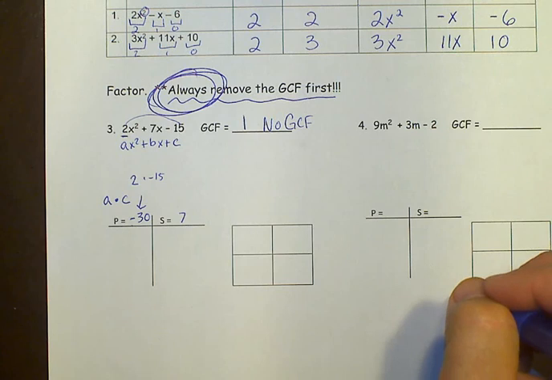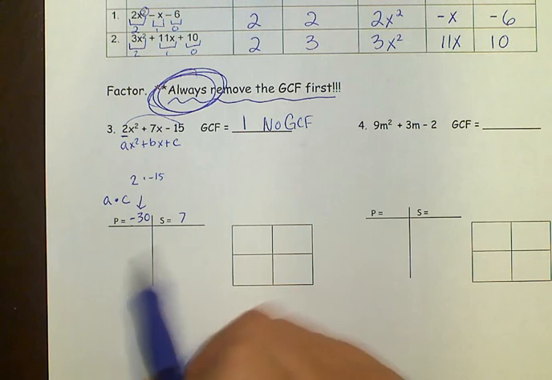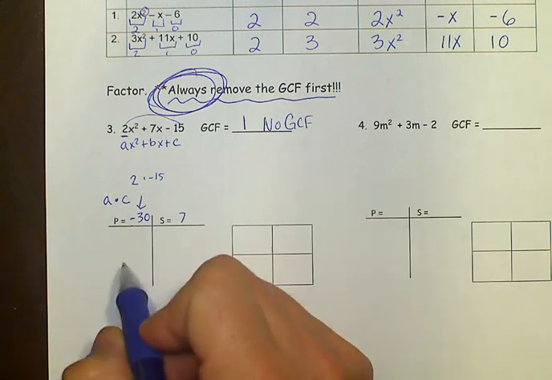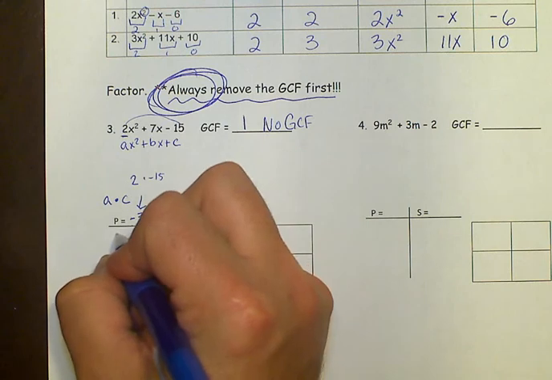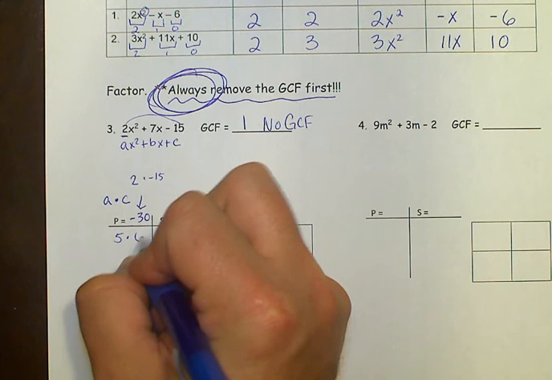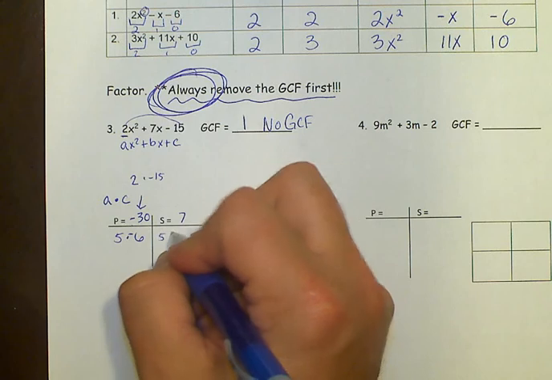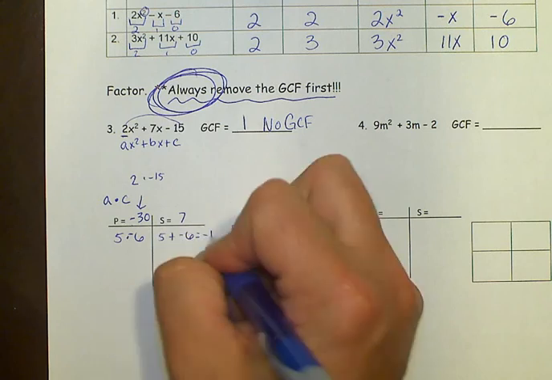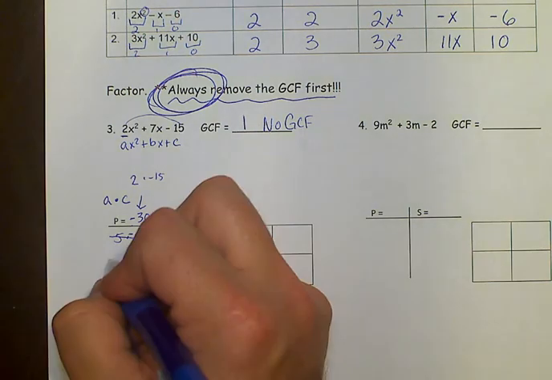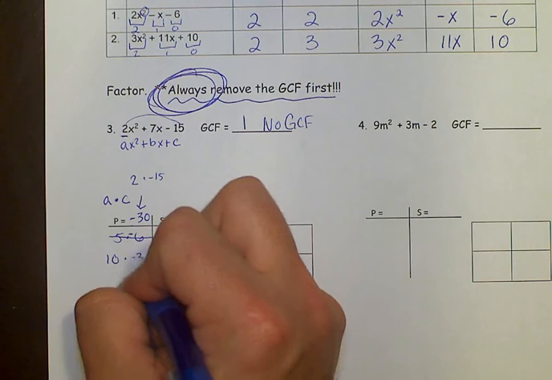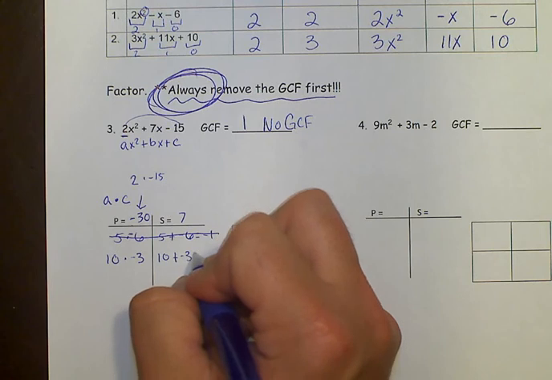So what I want to do is figure out what I can multiply to get negative 30. So I know I can do 5 times negative 6, which will give me negative 30. 5 plus negative 6 equals negative 1. That doesn't equal 7. That's no good. How about something like 10 times negative 3? 10 times negative 3 is negative 30. 10 plus negative 3 is 7. So that's it.